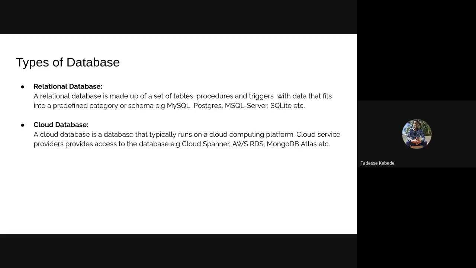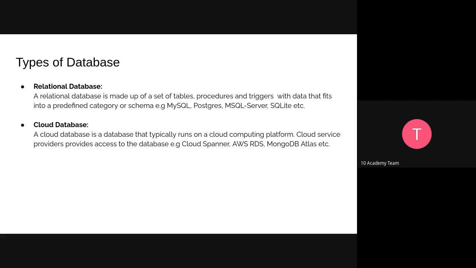So, like I have said, relational databases are databases that are related. They have a primary key that relates one table to another table. They have the foreign key, which relates the other table to the next table. Examples are what has been written here: MySQL, Postgres, and MSQL Server.